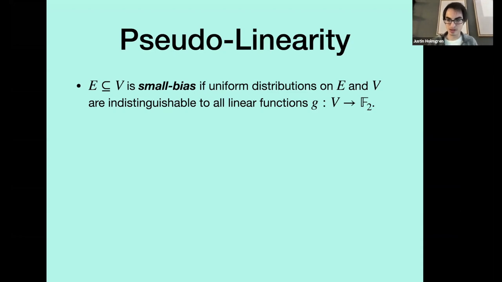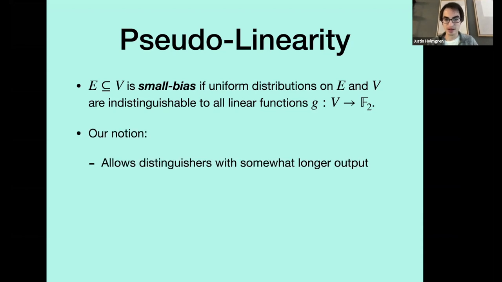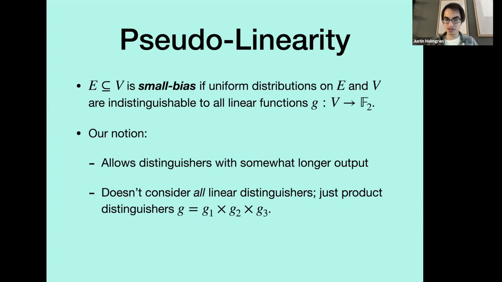What we end up using is a closely related notion, where on the one hand, we allow the distinguishers to have a somewhat longer output, which makes achieving this notion of pseudo-linearity a bit harder. On the other hand, we don't require it for all linear distinguishers, just product distinguishers, where you can think of the product as representing the fact that there are three players who are separated.